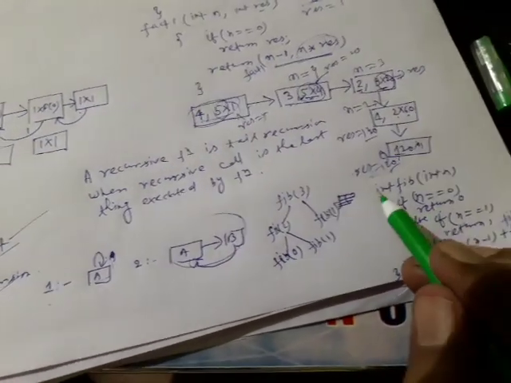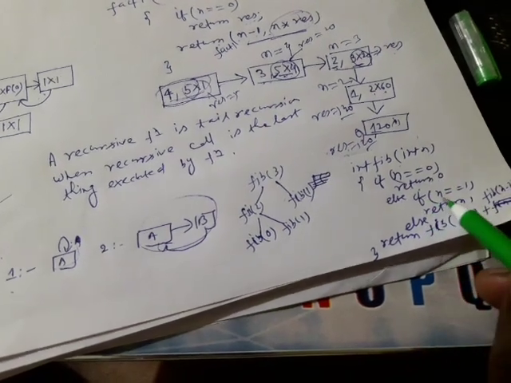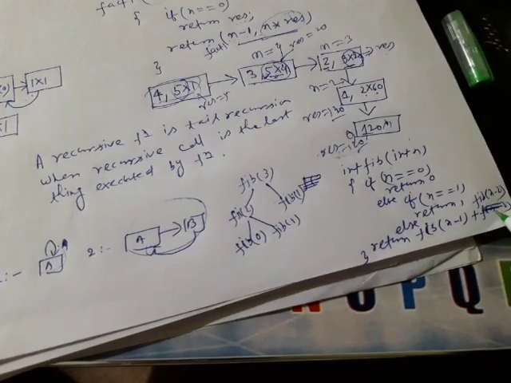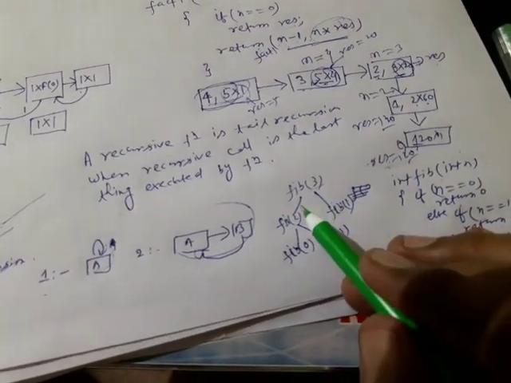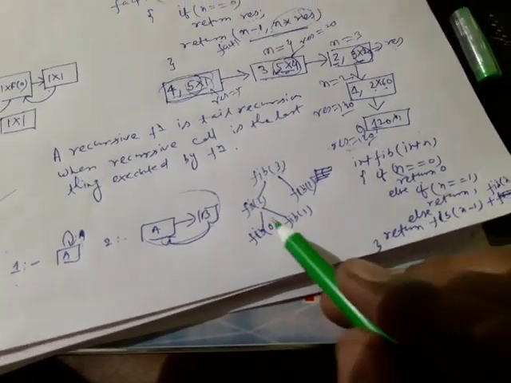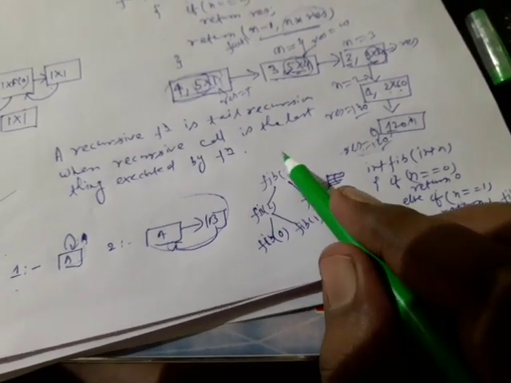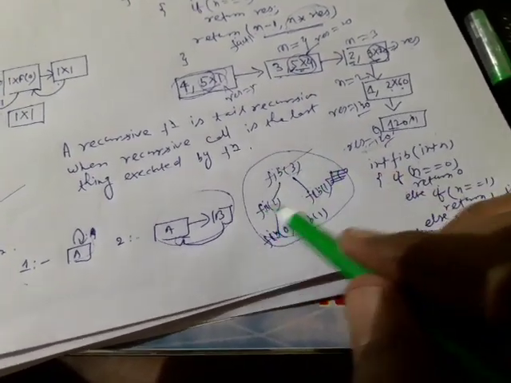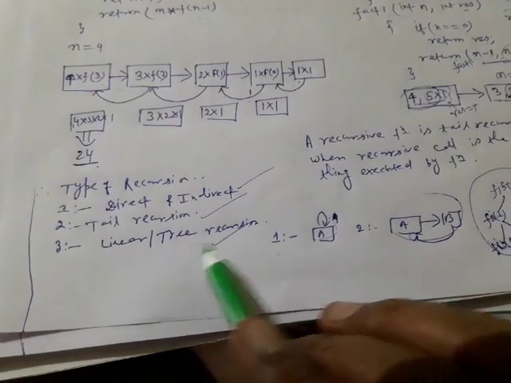Tree means, in case of Fibonacci, you can see this condition: if n equals 0, return 0, otherwise if n equals 1, return 1, otherwise it will go for this condition, means n minus 1, n minus 2. Suppose I have taken f equal to 3. So it calls f2 and f1 based on this. f2 is f0 and f1, because this condition will be satisfied. So here you can see this is like a tree structure. This is a parent, these are the children, and these are the children of this parent. So this is the meaning of tree recursion.